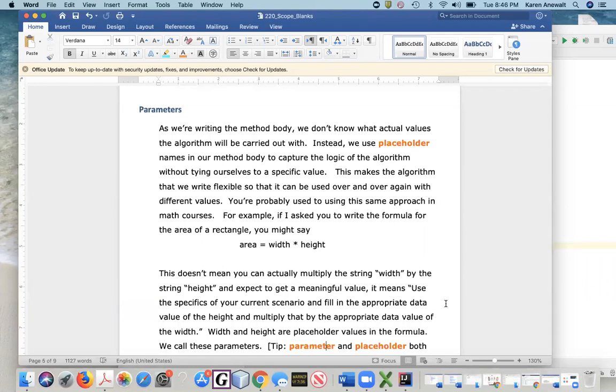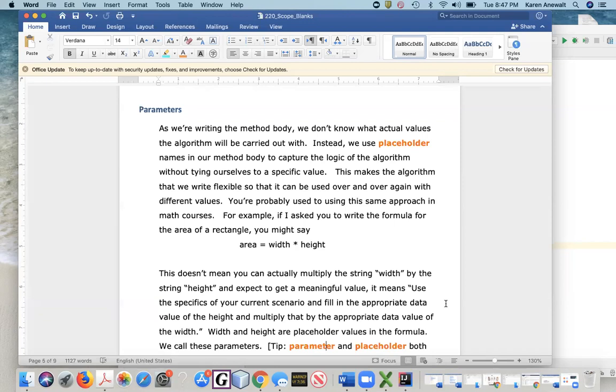Think about the people who wrote the standard library. When the standard library authors were writing the string class, they didn't know what value you were going to use to call the charAt method at a particular point in your program. They didn't know whether you'd be passing in index 0 or index 5 or index 500. And so they didn't have any information about the actual value that the algorithm would be carried out with. Instead, as they created their code, they used a placeholder name in their method body to represent the idea, the logic of the value that would be used in that particular algorithm.